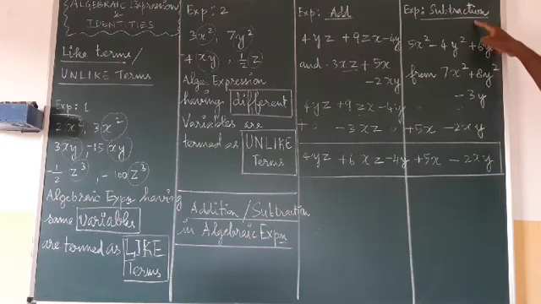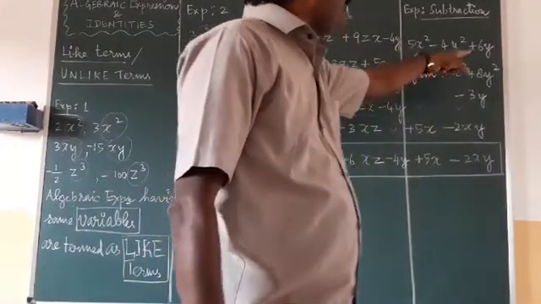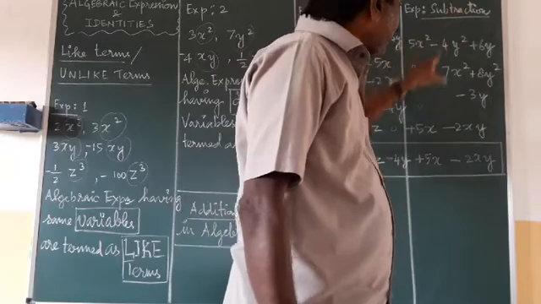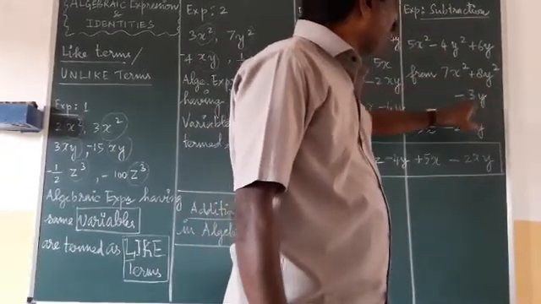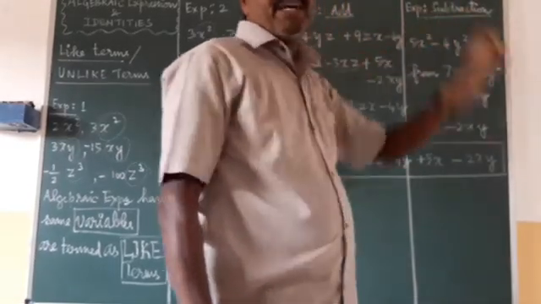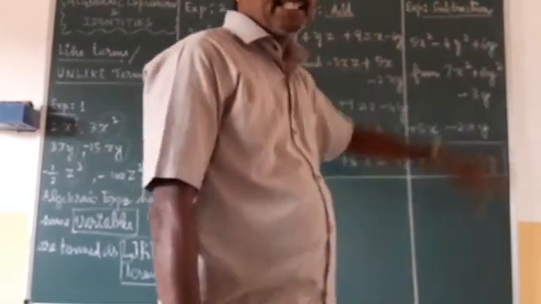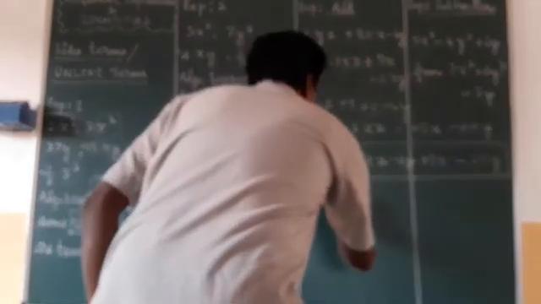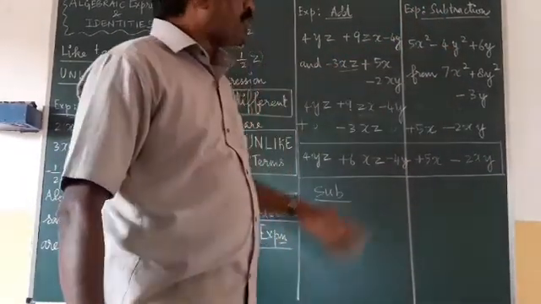What about the subtraction in the algebraic expression? You see what they are asking in the subtraction: 5x square minus 4y square plus 6y, subtract from 7x square plus 8y square minus 3y. From means from this number you have to subtract the first expression. From the second expression you have to minus the first expression. So subtraction, what will you do? From the second expression you have to minus the first expression.